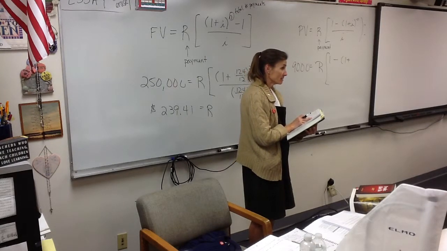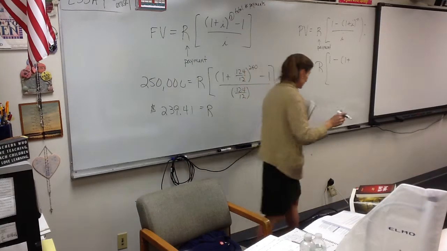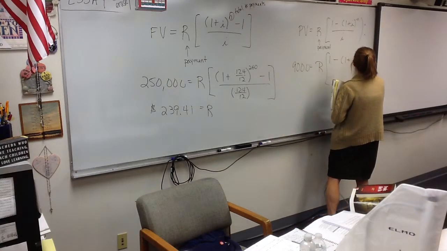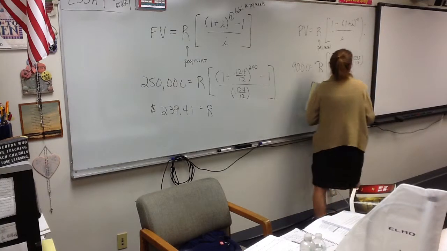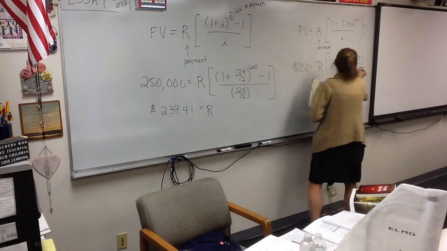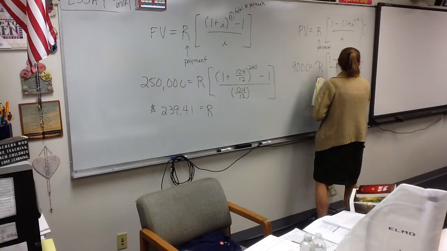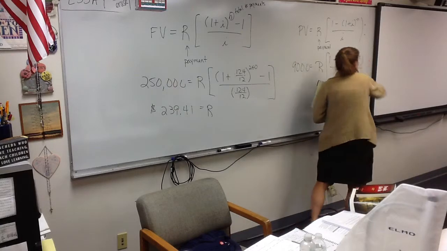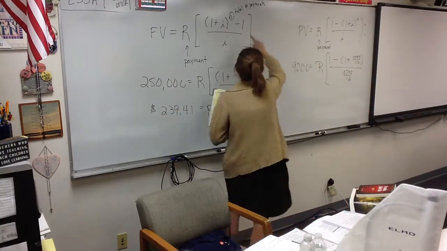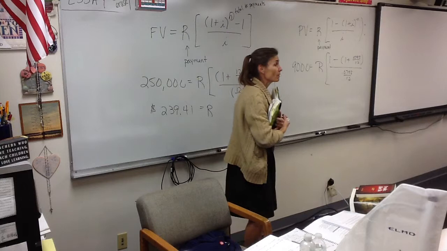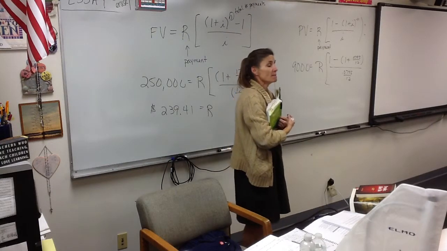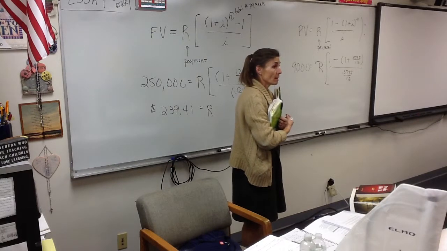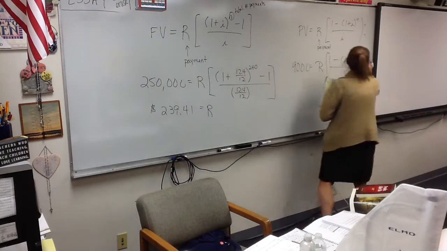0.0795 divided by 12. Isn't she making monthly payments again? So 0.0795 divided by 12. And that's going to be the same as the one in the bottom. Now, what's my N this time? Remember, N is always the total number of payments. How many payments is she making? 48. So we're going to put a negative 48 on this.